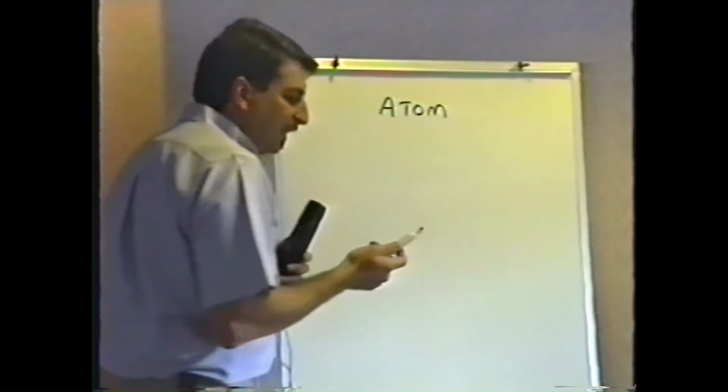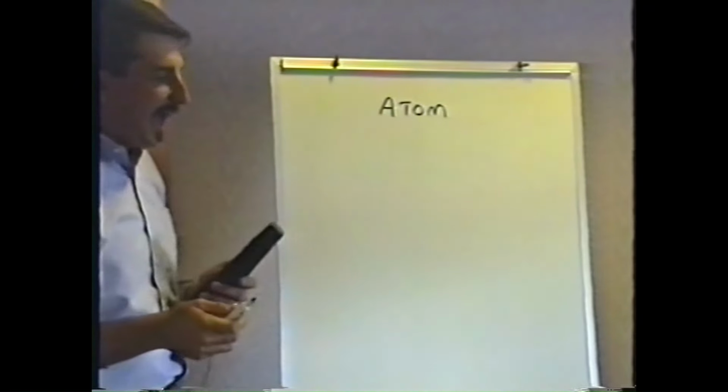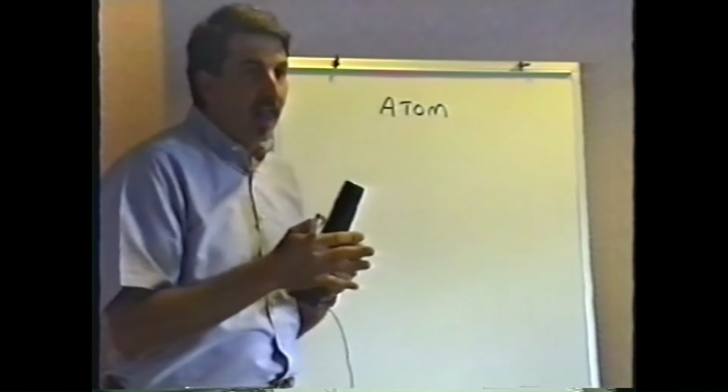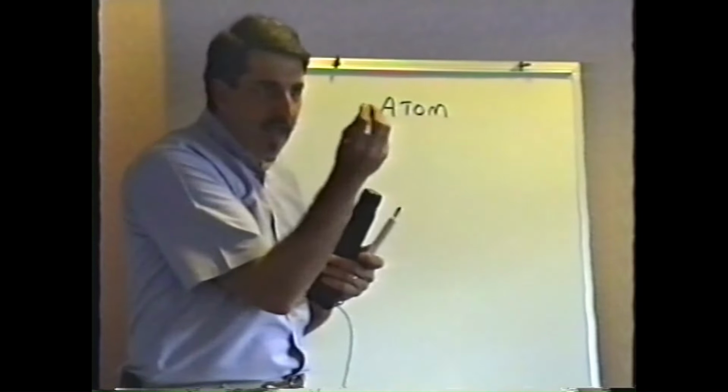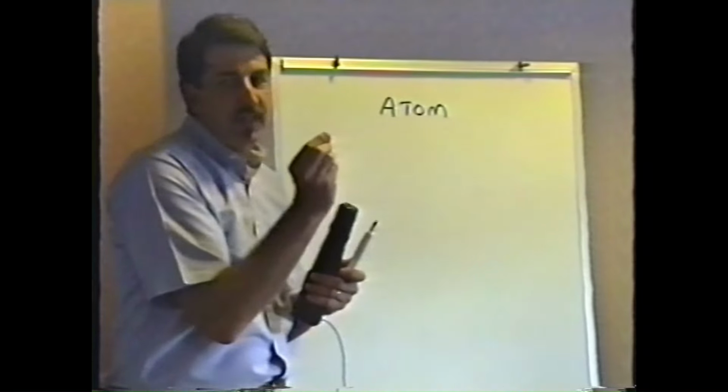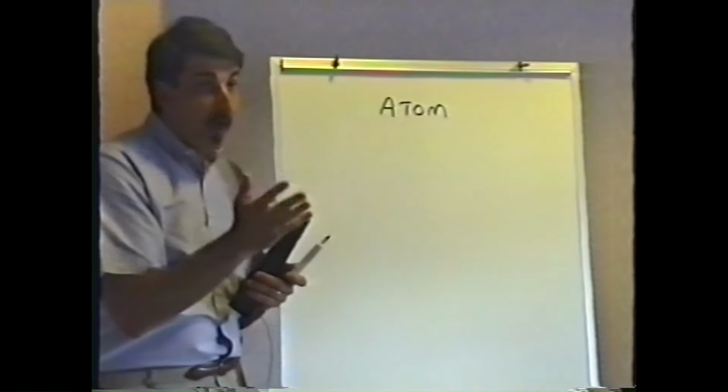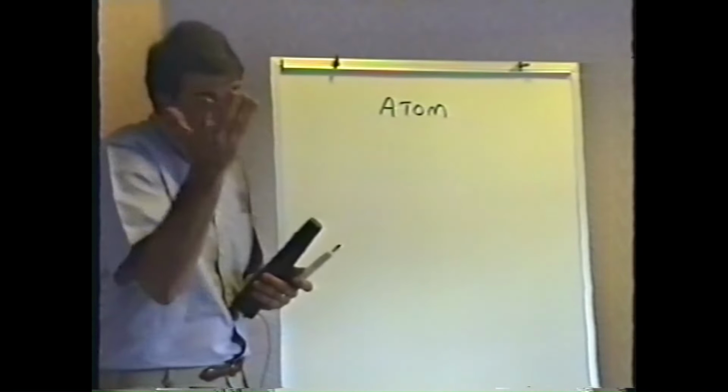Let's start off by taking a look at the atom. The atom is the smallest bit of any element. If you start cutting an element down smaller and smaller, the smallest thing that you end up with that still retains the property of that element is the atom.